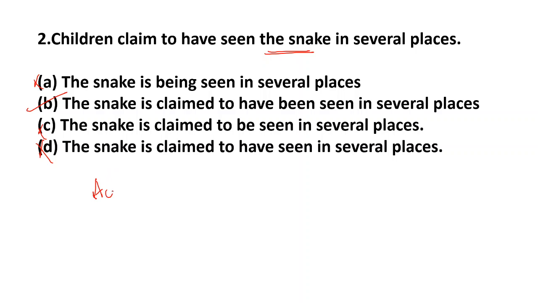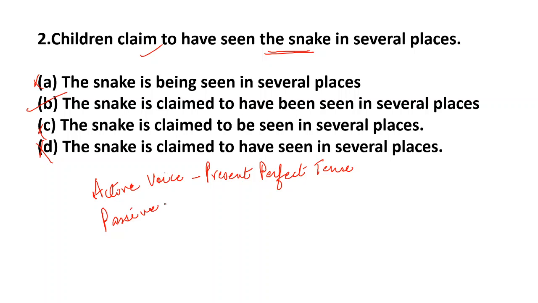So here, learners, you can see that the active voice sentence is in present perfect tense. This is present perfect tense. So in the passive voice, what happens? In the passive voice, has or have will remain the same. Plus, you have to put been, plus, of course, V3 will be there. That is the third form of the verb.